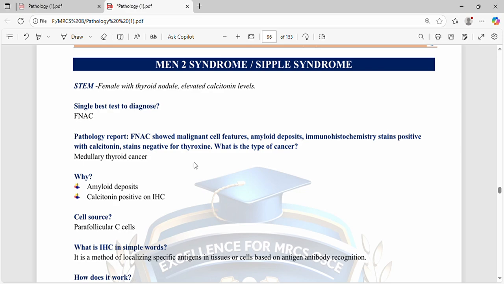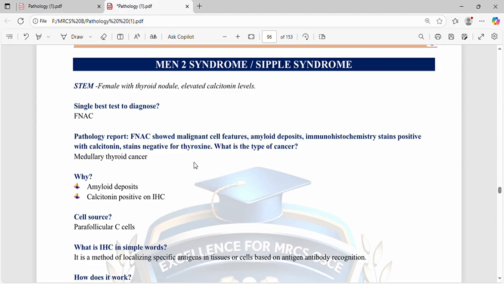Okay, so today we are going to discuss MEN 2 syndrome. Before this, we have done MEN 1 syndrome. MEN 2 syndrome is also called Sipple syndrome, and MEN 1 syndrome is also called Wermer syndrome. Female with thyroid nodule, elevated calcitonin levels. So there is a thyroid nodule plus elevated calcitonin levels. Calcitonin is a tumor marker for medullary thyroid carcinoma.